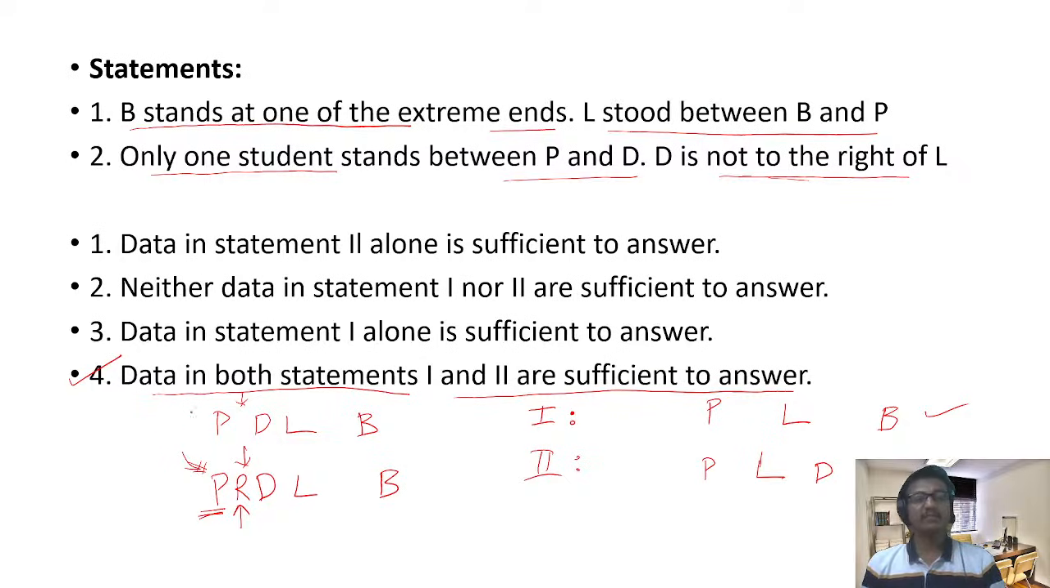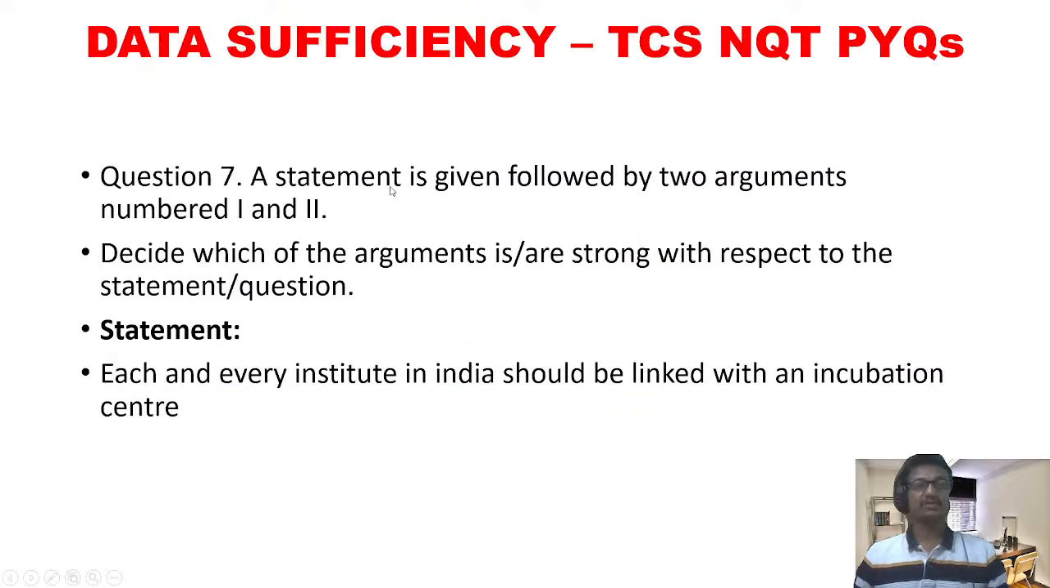If the same kind of question is given in other sections, and he asks who is standing to the immediate left of R, and gives the options like B, L, D, P, then you need to identify P as the person standing immediate left of R. So this is one other kind of question. Now a slightly different question: a statement is given followed by two arguments numbered 1 and 2. Here arguments are given.